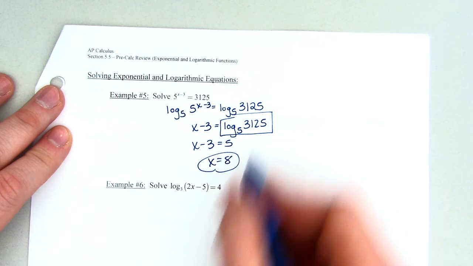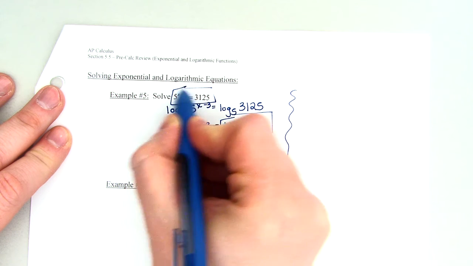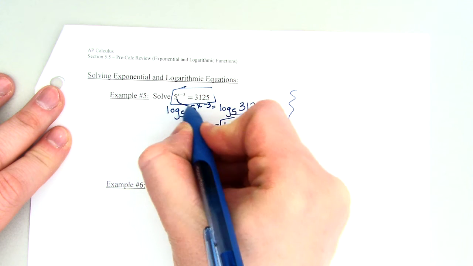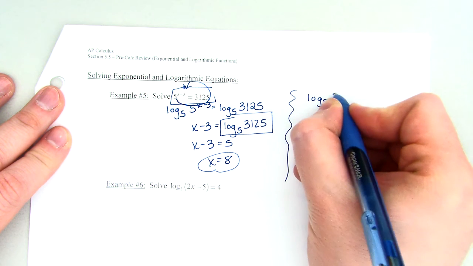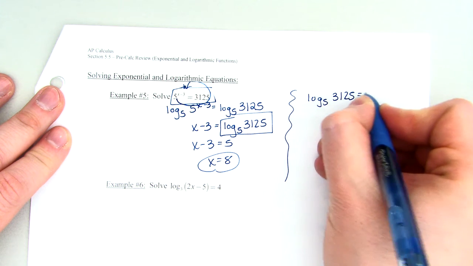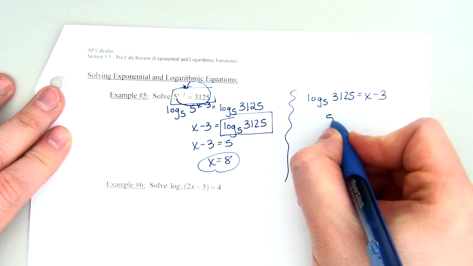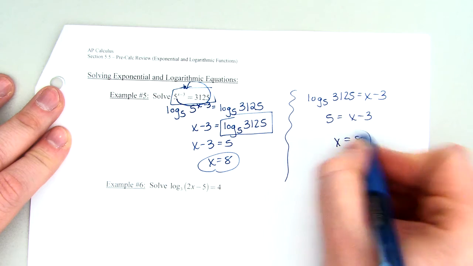This is how we can use our inverse properties to do this. You maybe saw a different way in Algebra 2. In Algebra 2, we usually teach it as, let's take this problem in exponential form and rewrite it in log form. We can say log base 5 of this thing over here equals the power. Log base 5 of 3,125 equals x minus 3, and then go from there. We already know that that log is 5. 5 equals x minus 3. Solve, you're going to get x equals 8.